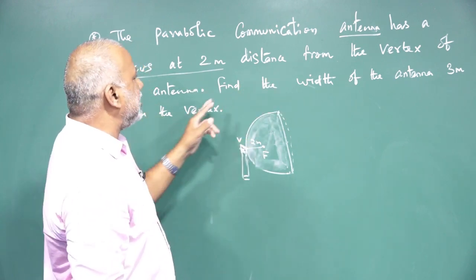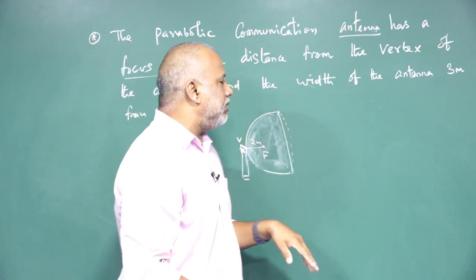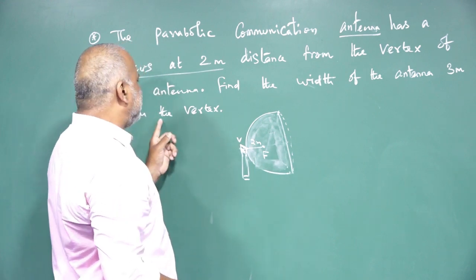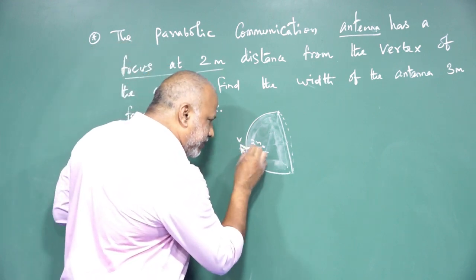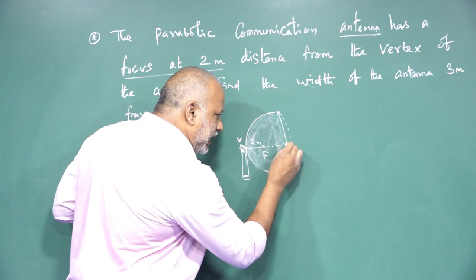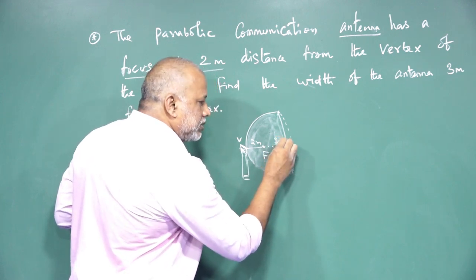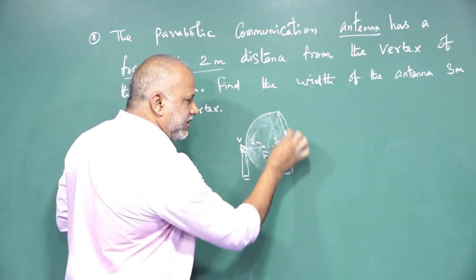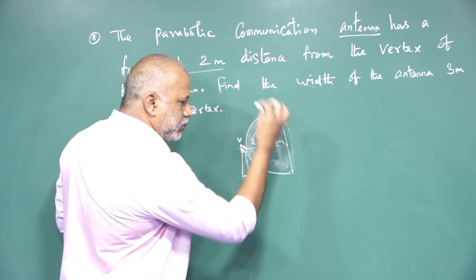Then what is the question here? Find the width of the antenna. So we have to find the width of the antenna, 3 meters from the vertex. From the vertex to here, 3 meters. Now we are going to find the width. This is the width. We have to find the width.